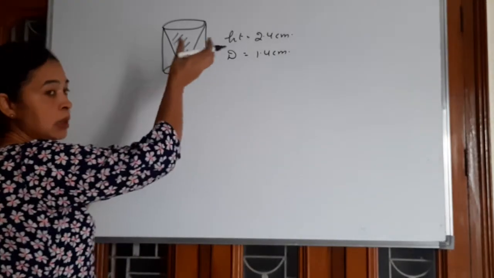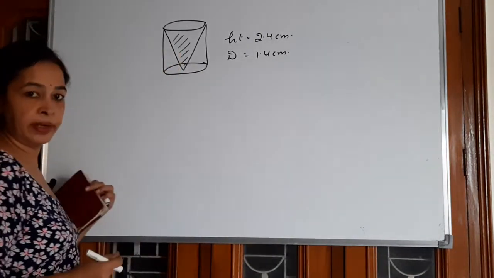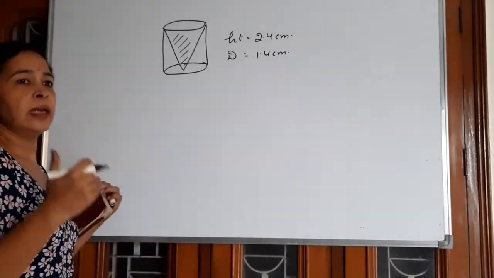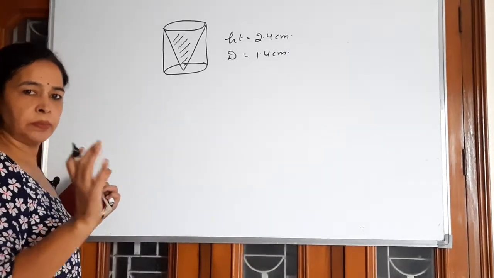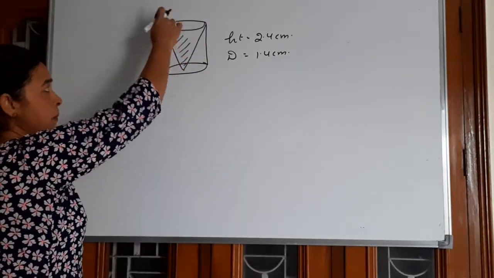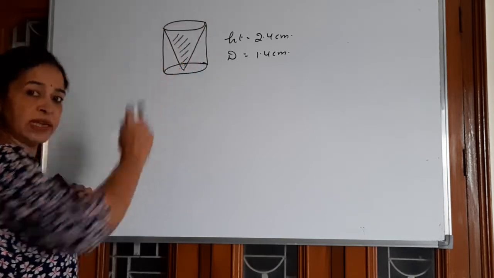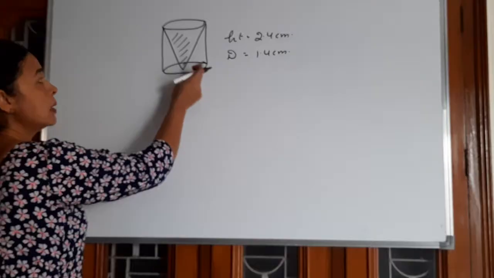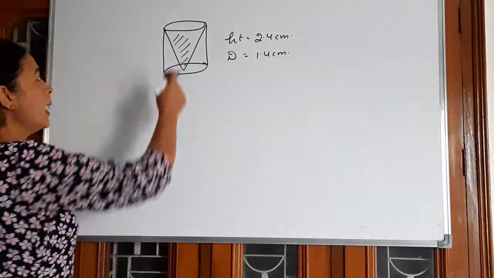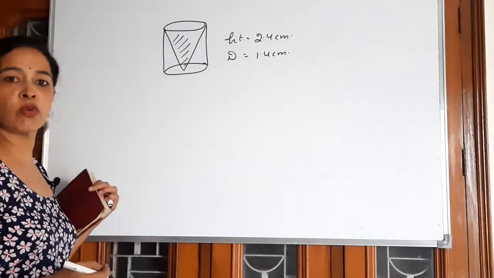Now children, what we have to find? Total surface area of the remaining solid. Let's suppose we have to paint this remaining figure. What we have to paint? From here, this is hollowed out. We have to paint the CSA of the cylinder and this base of the cylinder. What is the base of the cylinder? A circle. And this portion of a cone. What is this portion? CSA of cone.